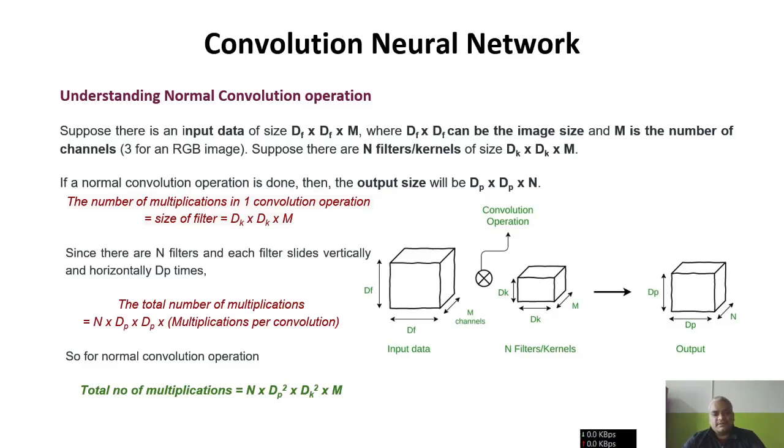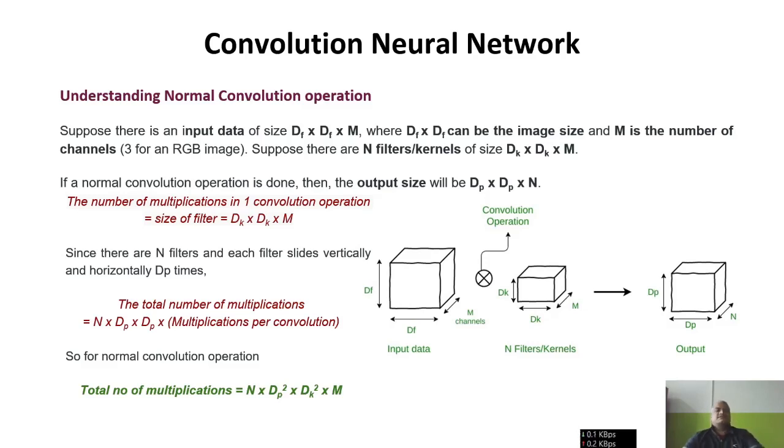The input data is of dimension Df by Df, that is the size of an image, with M number of channels, in which a convolution process is done through a filter, also called a kernel. The size of the filter is Dk cross Dk, and it has M number of channels. After convolution, we get an output of Dp cross Dp, that is the size of the output, with N channels. So in normal convolution operation, the output size is Dp cross Dp cross N, as from the figure.